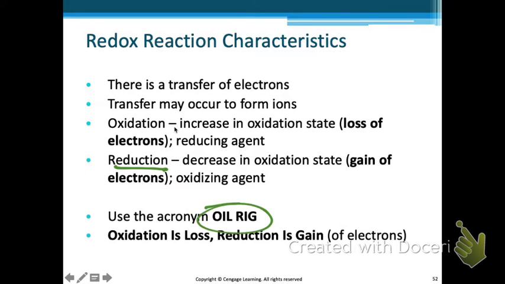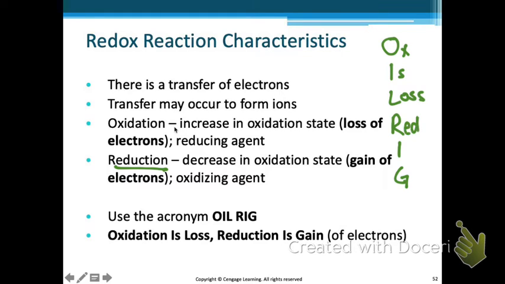Okay, so we use this acronym called OIL RIG. Oxidation is loss, reduction is gain. Okay, so I want you to write out that acronym, OIL RIG. Oxidation is loss, reduction is gain. And you just have to tell yourself, of electrons, right? Oxidation is loss of electrons. Reduction is gain of electrons. So a compound is going to have been oxidized, or a compound is going to have been reduced, or an element is going to have been oxidized or reduced. We're going to be able to identify that in each one.